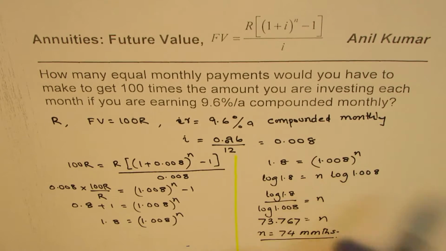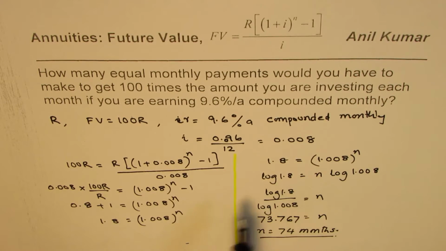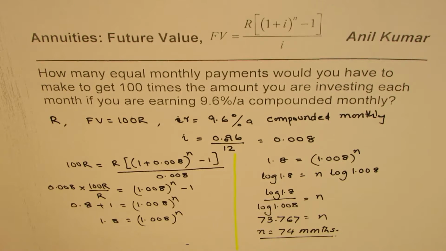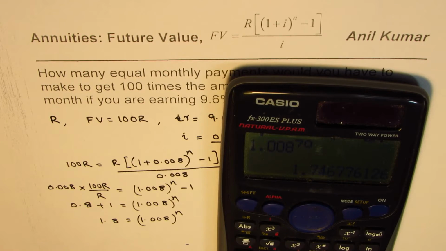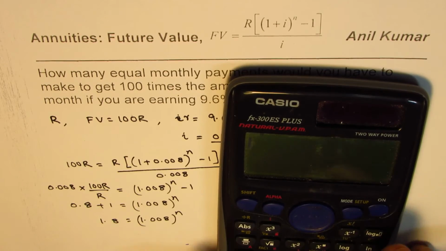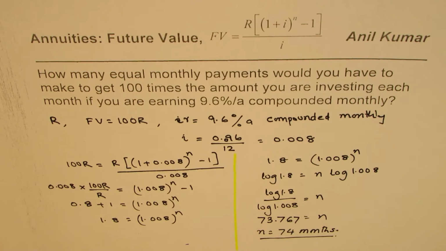So in this case, we use logarithms. Now, some students may not know this method. For them, it is trial and error, right? So you could assume some value and then try. So 1.008, let's say exponent of 70, for example. You'll get some answer, which is close to 1.8, 1.74. And then you can try 1.008 to the power of, let's say, 75. And then it is slightly more, and then you try 74. So likewise, you could do it by trial and error if you have not learned this logarithmic formula, right?